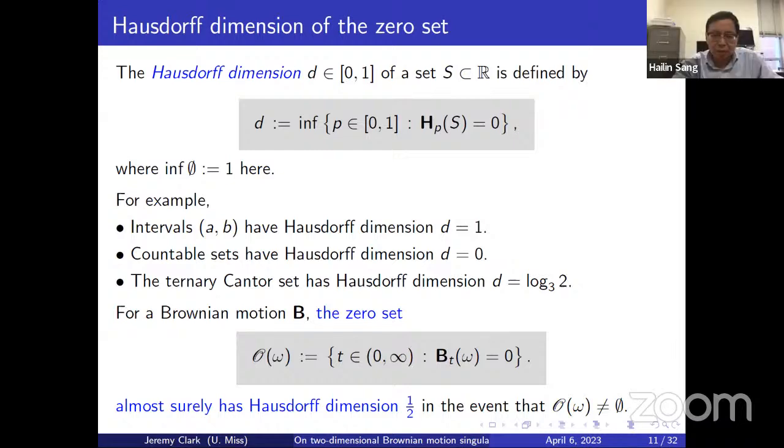Hi, Jeremy, can I have a question? Yeah, sure, please. So here for the Brownian motion B, the Hausdorff dimension is 1/2. How about the fractional Brownian motion? I don't know if this Hausdorff dimension is related to the memory parameter. Is it related? I don't know.